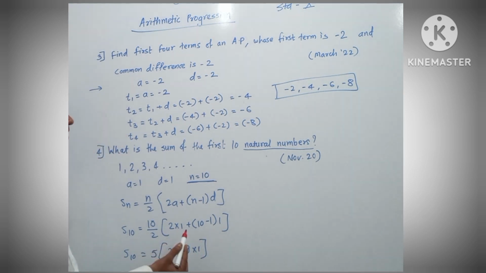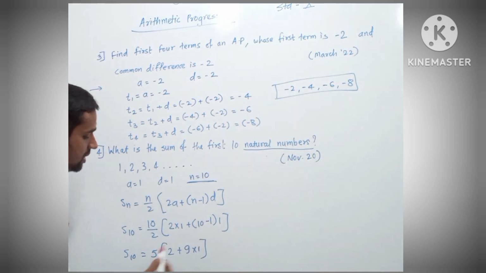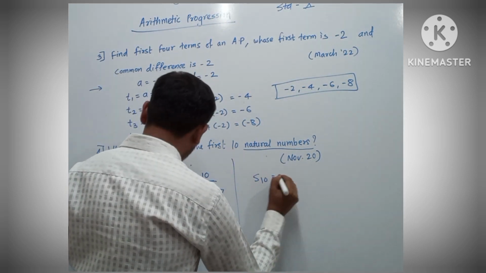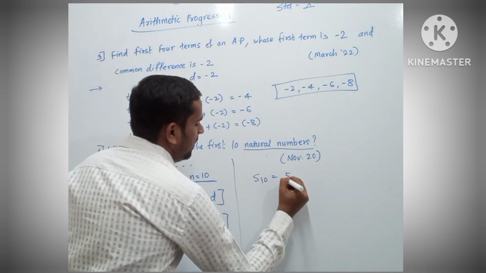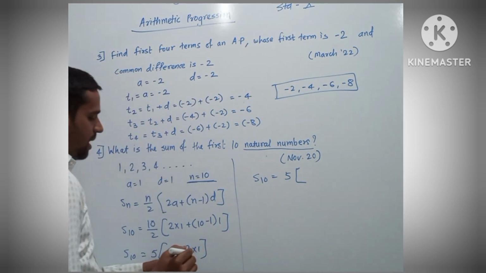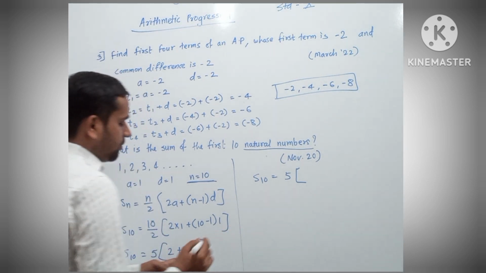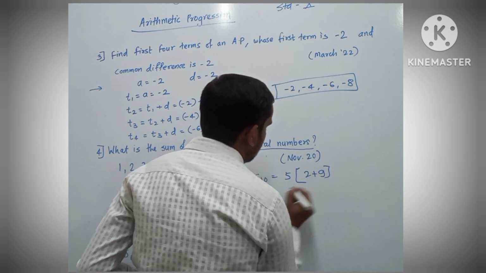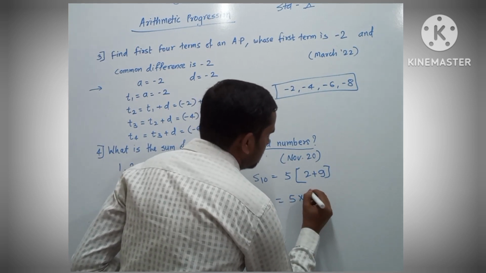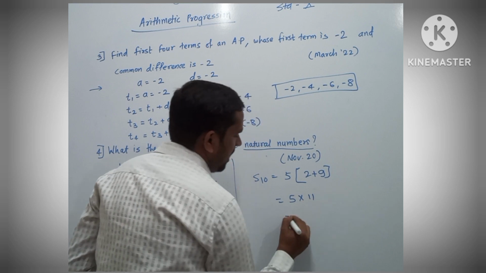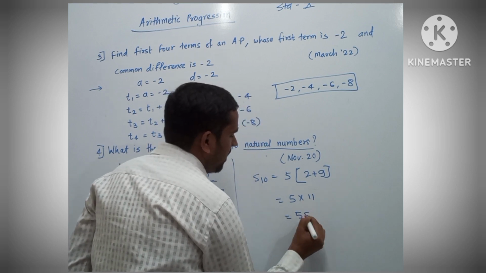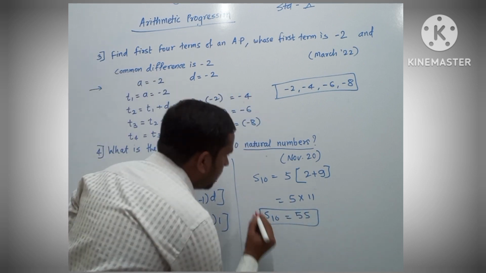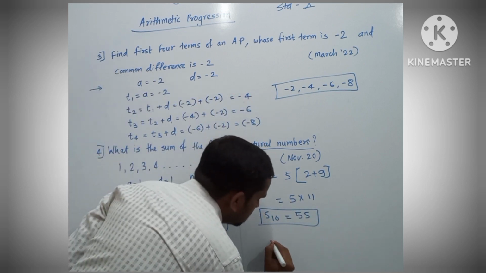So with the rule of BODMAS, we have to find this. S10 is equal to 5 into bracket 2 plus 9 into 1. We have to do the multiplication first. 9 ones are 9. 2 plus 9 is 11. Then 5 into 11. So the answer is 11 fives are 55. So S10 is equal to 55. So what is the sum of 10 natural numbers? 55.